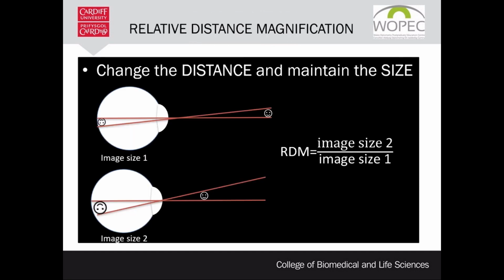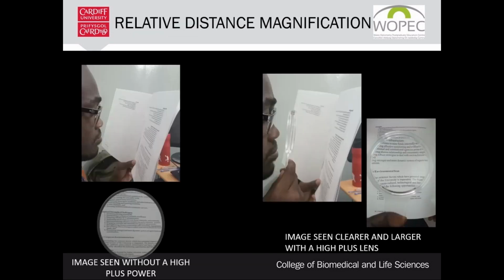There are 3 fundamental ways we can make things bigger to the eye. The first is relative distance magnification. This form of magnification comes about when we change the position of an object without necessarily changing the height or size, as shown by the diagram. When we bring objects close to the eye, the retina image becomes bigger. If we bring things very close, they will be out of focus, and so a high plus or a magnifier is needed to enable you to see things clearly.